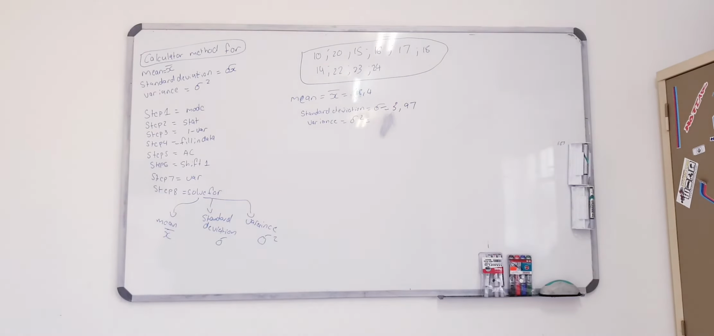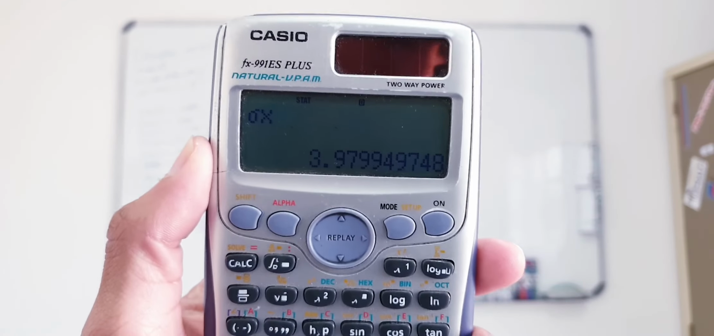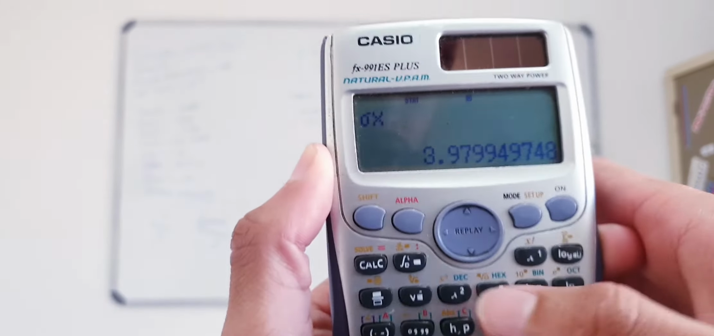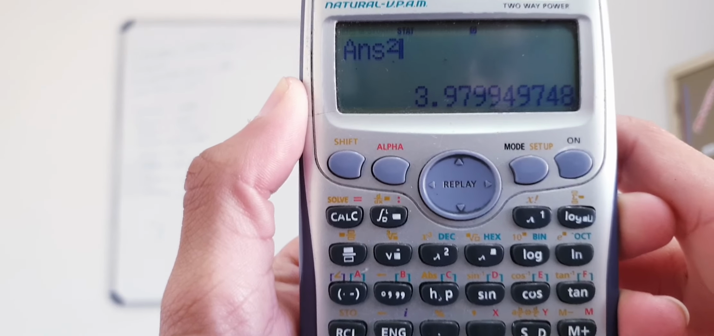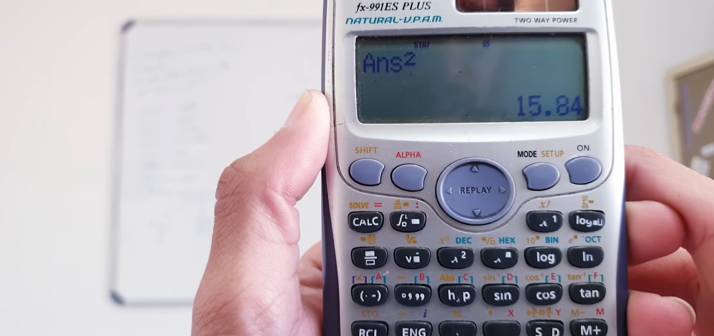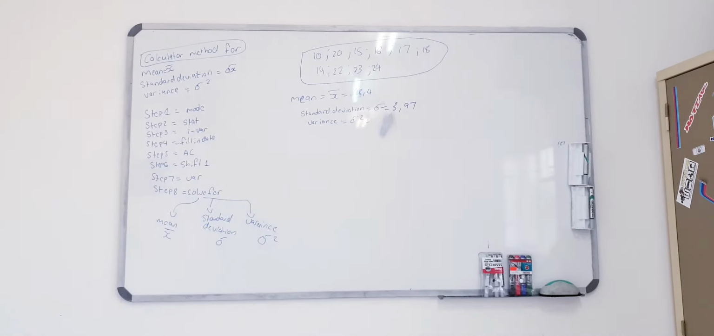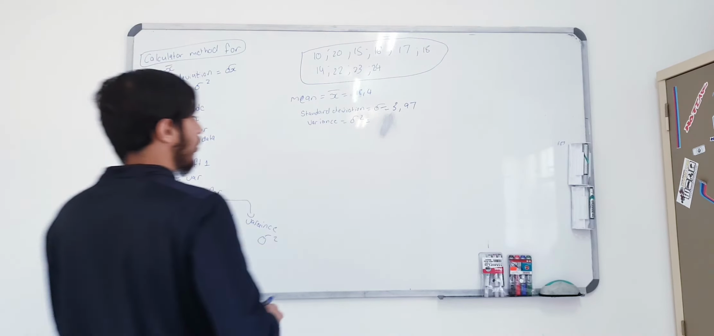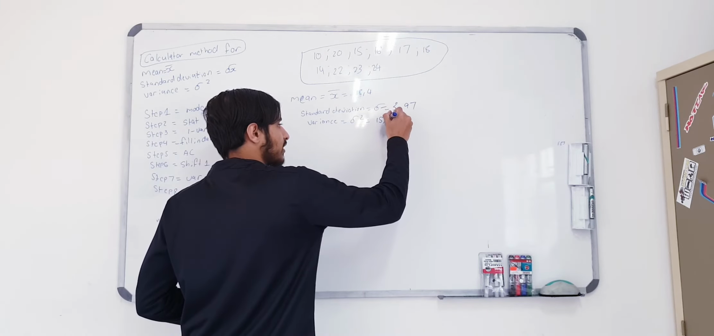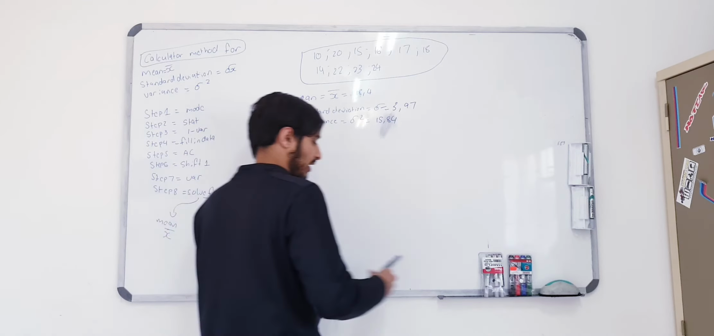Lovely. Now that you have 3.97, you now need to calculate your variance, which is your bomb squared. So all you do is you take this answer of 3.97 and you press squared, and you press equals, and you get 15.84, and then you plug this 15.84 there, and that's your final answer.